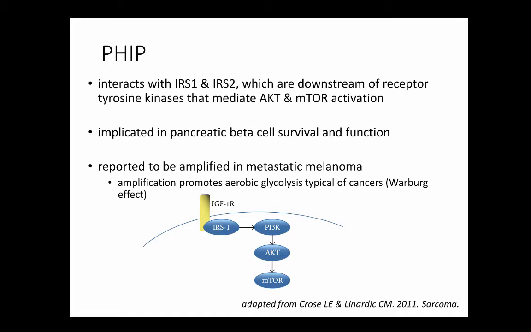And what is probably most relevant in the context of cancer, it's been reported to be amplified in metastatic melanoma. And this amplification promotes a type of metabolism called aerobic glycolysis, or the Warburg effect, in which we have inefficient use of glucose, instead to generate ATP, to generate substrates for cell growth, including amino acids, for example. And this is a common pathway seen in many cancers. So in metastatic melanoma, we have amplification or gains of PHIP, but in our T-ALL cases, we're seeing losses.